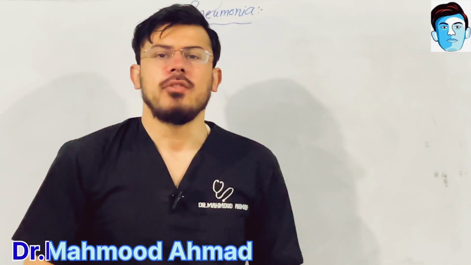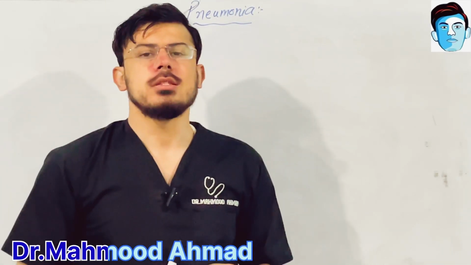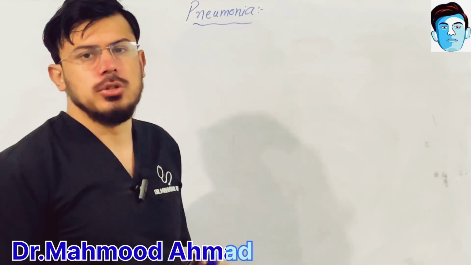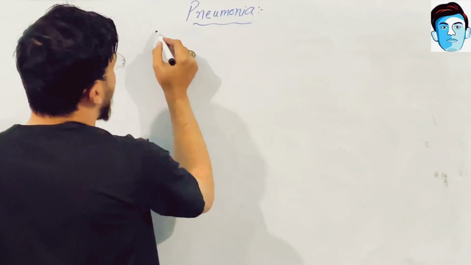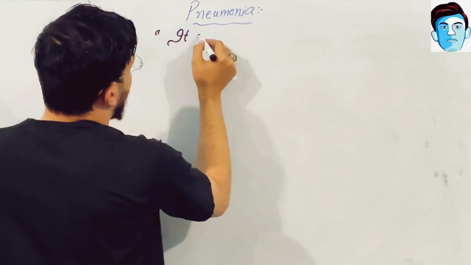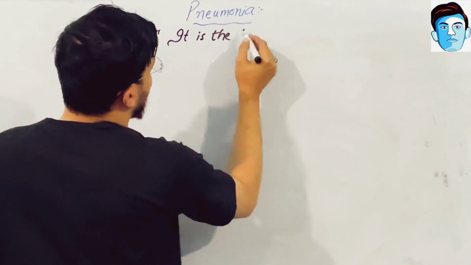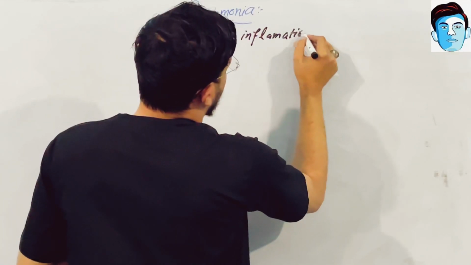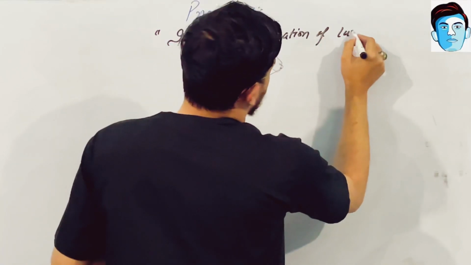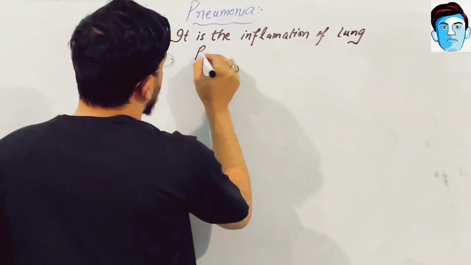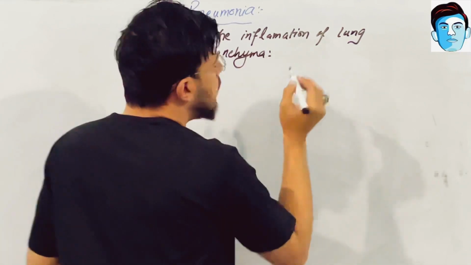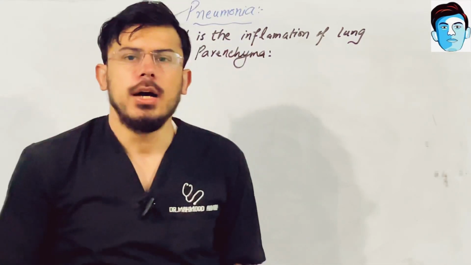And in continuation of infectious medicine, today I will discuss pneumonia. So first of all, we should know how we can define pneumonia. We can define pneumonia as the inflammation of the lung parenchyma, right? So pneumonia is the infection of the lung.